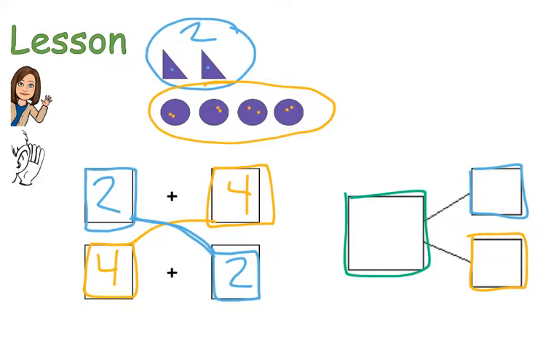Okay, here we go. Let's start with our blue again. How many triangles are there? 2, that's right. And how many circles are there for the yellow part? 4. Excellent. Okay, now we need to count them all together. Go ahead and count them all together. See if you can do it by counting on with a bigger number. 4, 5, 6. Did you get 6? Nice job.